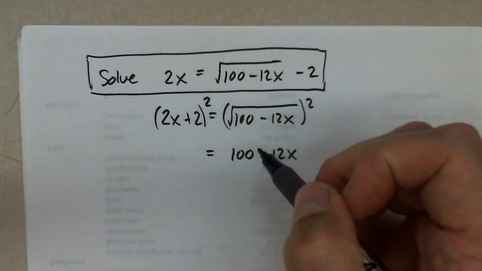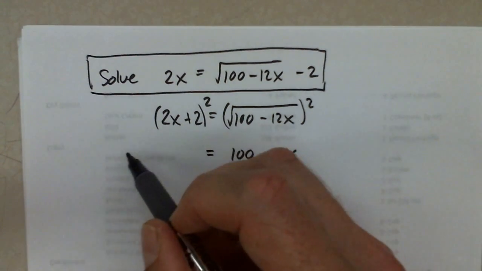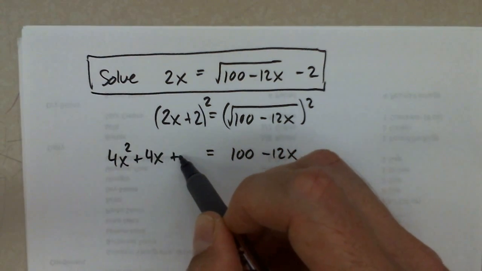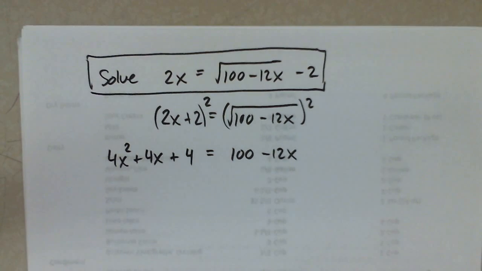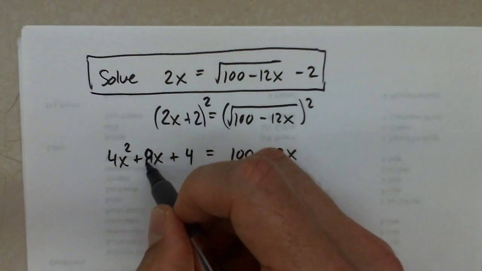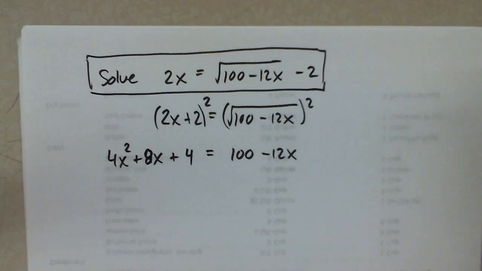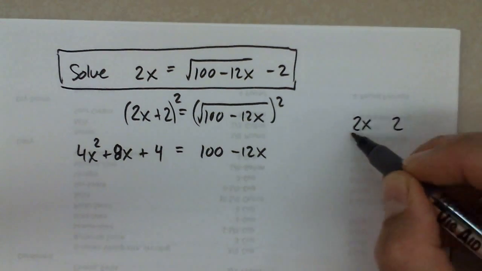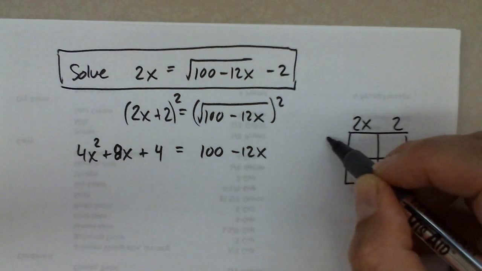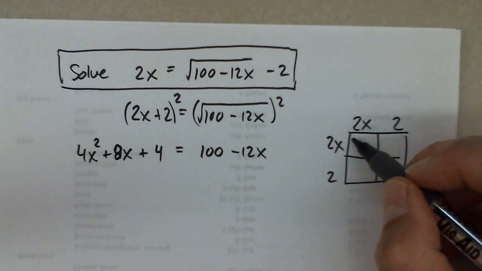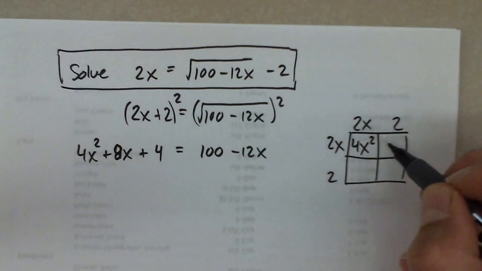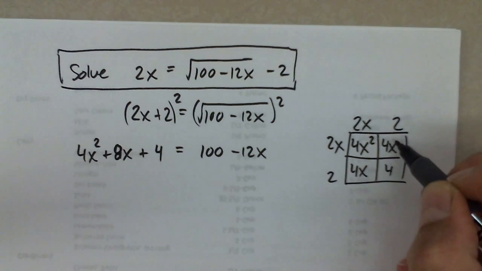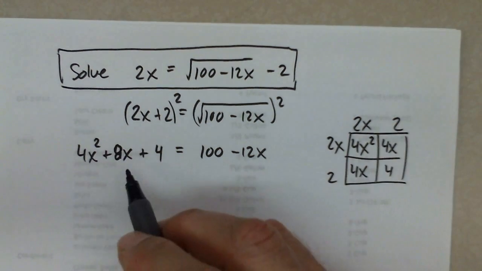they cancel each other, and over here we're going to get 4x squared plus 8x plus 4. That's an 8, not a 4. Okay, and let's review what's happening there. When you square a binomial, you could do it like this: 2x times 2, 2 times 2x, and we add these so we get 8x, and that's how we get the 8x.